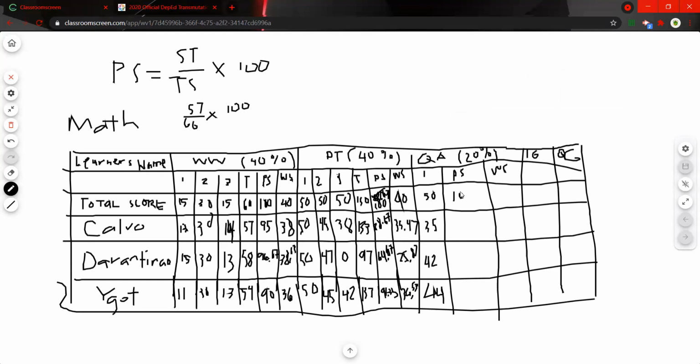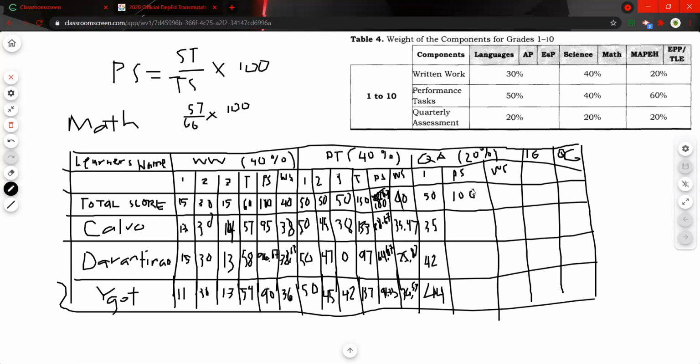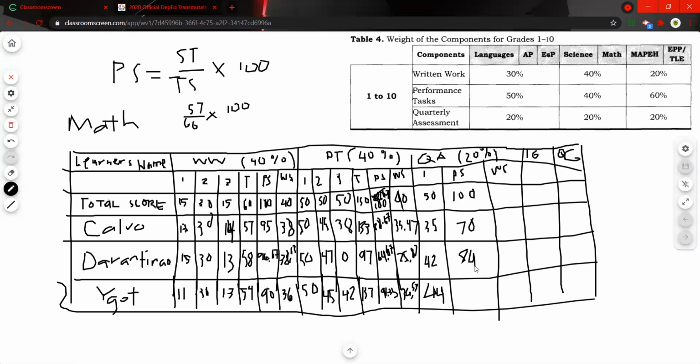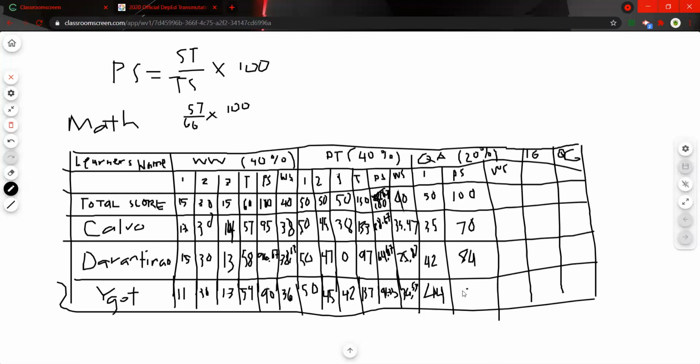Then 35 for Calvo, 35 divided by 50, that is 0.7 times 100, that is 70%. For Darantino, 42 divided by 50, that is 0.84 times 100, 84%. And Igot, 44 divided by 50, that is 0.88 times 100, 88%.